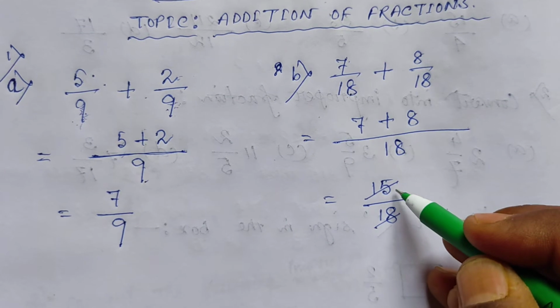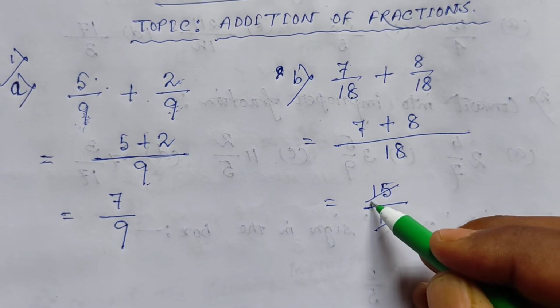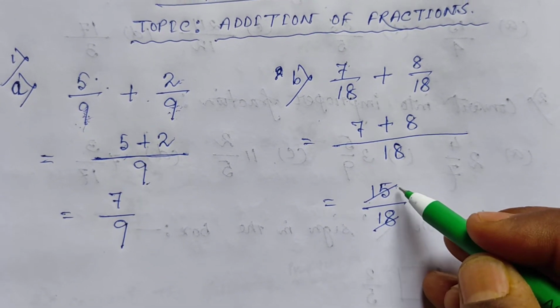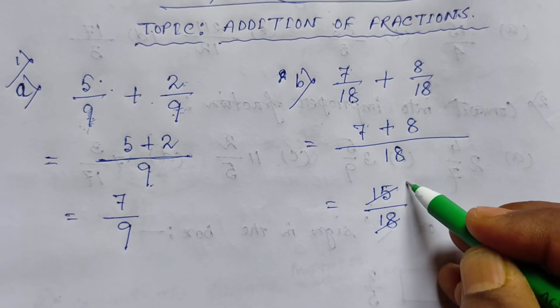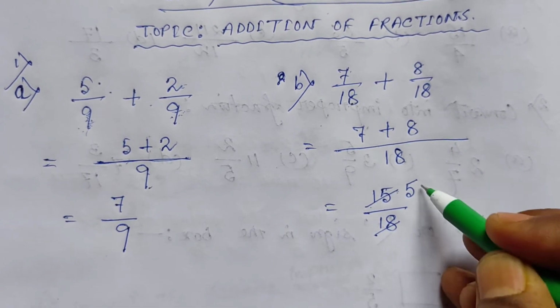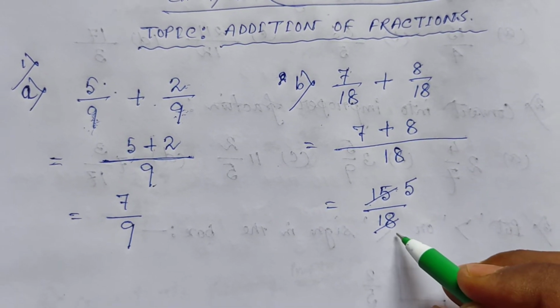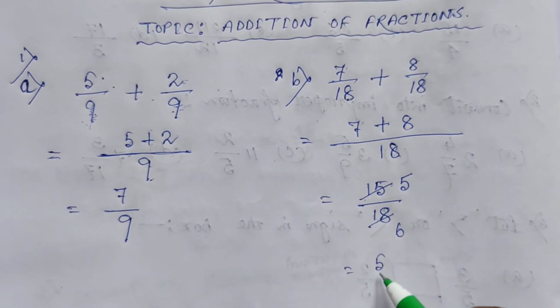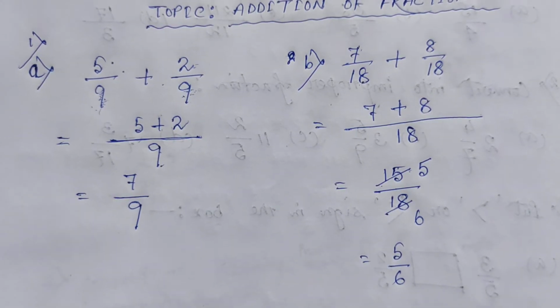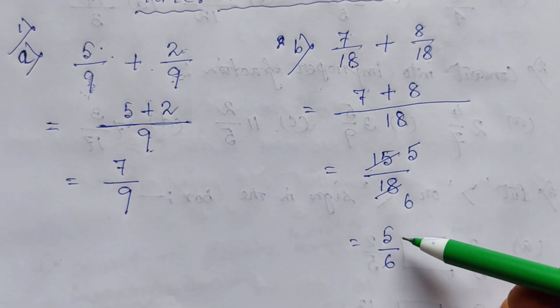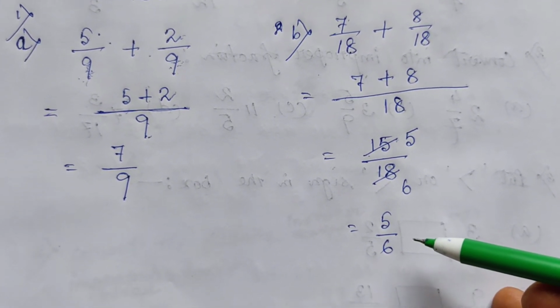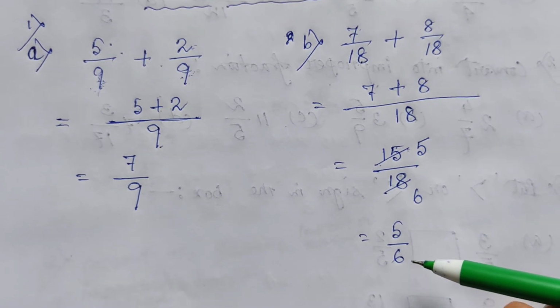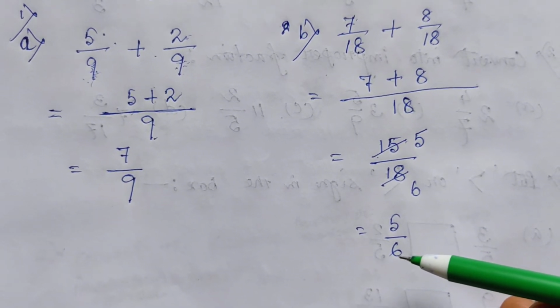Now when I am cancelling by 3, dividing by 3, the numerator will come 5, 3 5s are 15, and the denominator will come 6. So 5 by 6. If the result comes as an improper fraction, we must convert it to a mixed fraction.